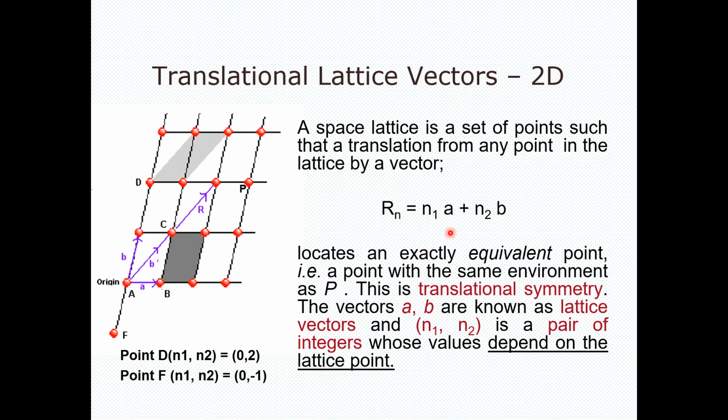So what does it mean? It means that this is a vector located at an exactly equivalent point, that is, a point with the same environment as P. So this is translation symmetry. The vectors a and b are known. Here you can see we have vector a, this is vector b, and this is vector b dash. So this we call the translation symmetry, and the vectors a and b are known as the lattice vectors.